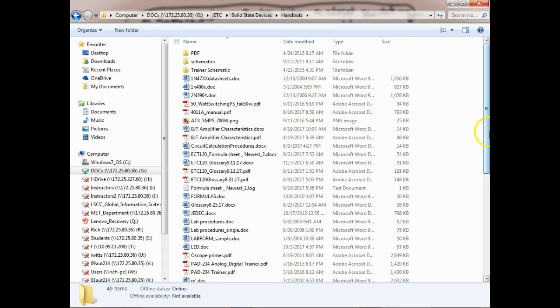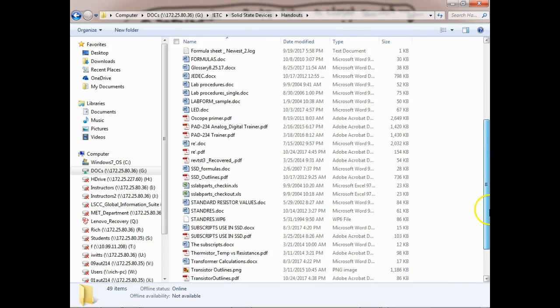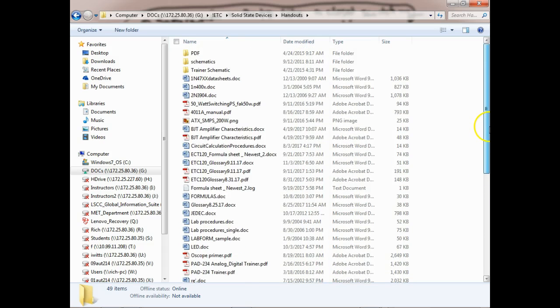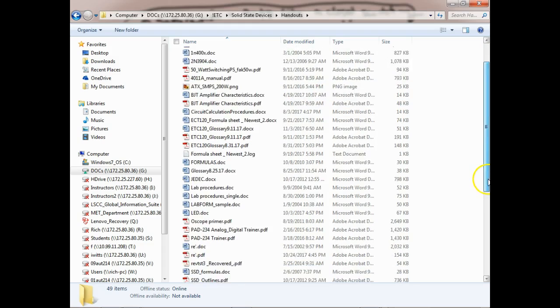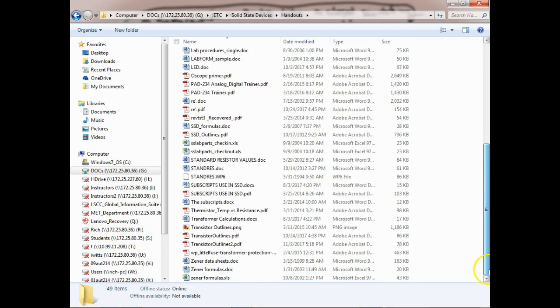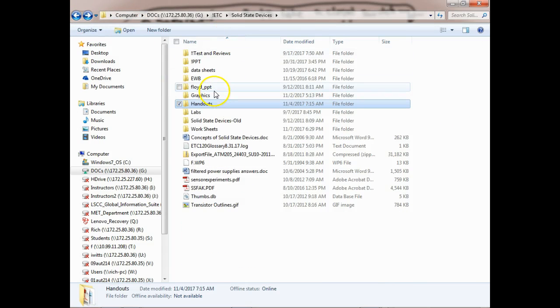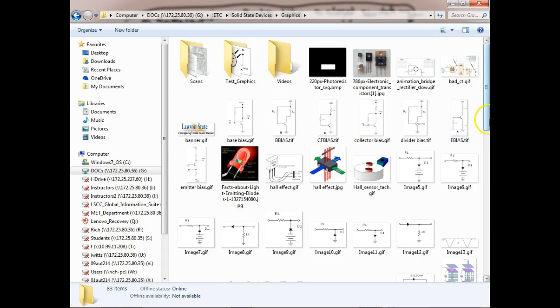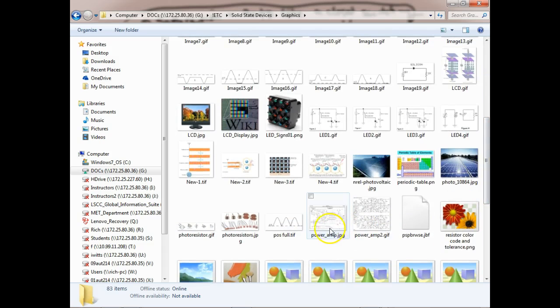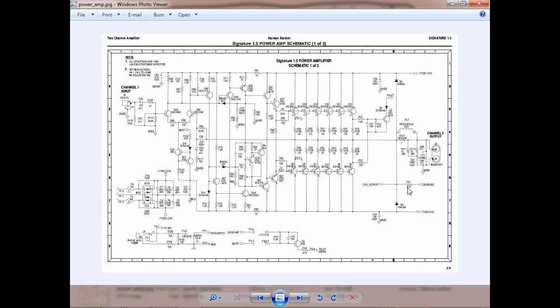I might have. No, that's a power supply. So this is a power amp. I don't know what this power amp is. 2-channel stereo.